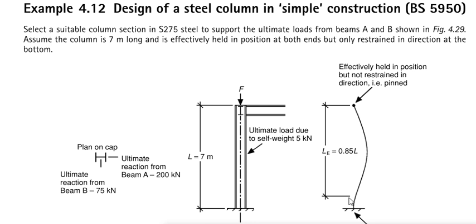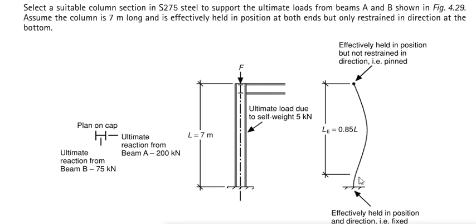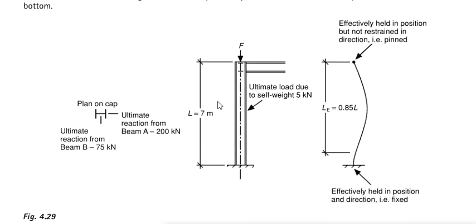And then we have the end conditions. This side is pin with the description up there, and this side is fixed. So these two end conditions would help us get the effective length coefficient. And of course our column is 7 meters long. The grade of steel is S275. So that said, let's see how we get the computation done.